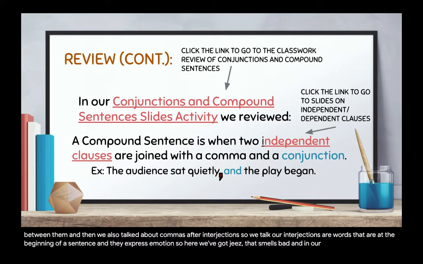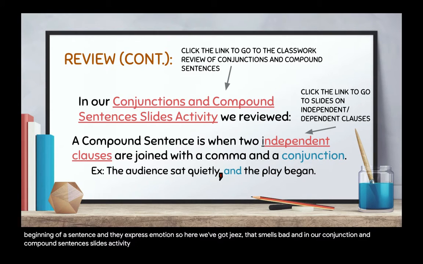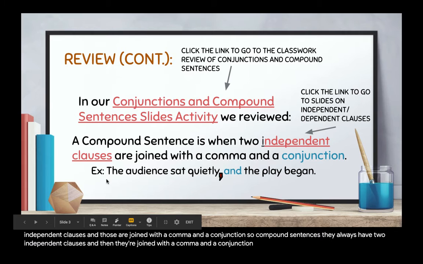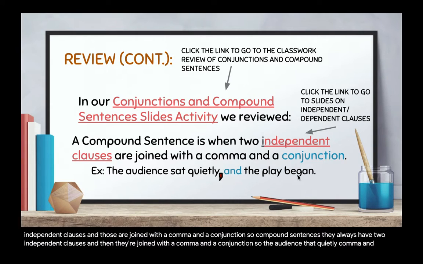And in our conjunction and compound sentences slides activity in class, we reviewed that a compound sentence has two independent clauses, and those are joined with a comma and a conjunction. So compound sentences always have two independent clauses, and then they're joined with a comma and a conjunction. So: the audience sat quietly, comma, and the play began.